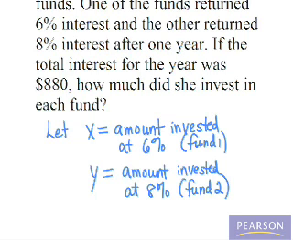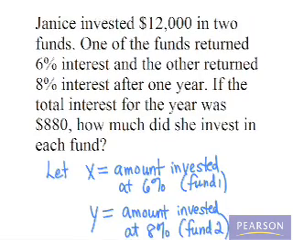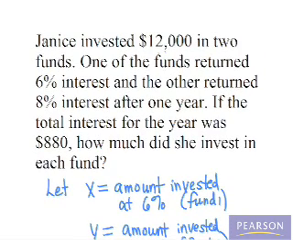We are given that the total of $12,000 was invested in the two funds. We're also given that the interest earned for 1 year was $880. We're going to create a table.